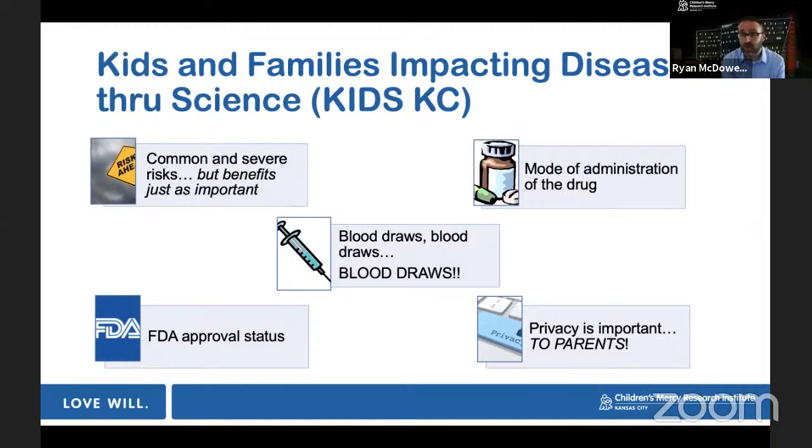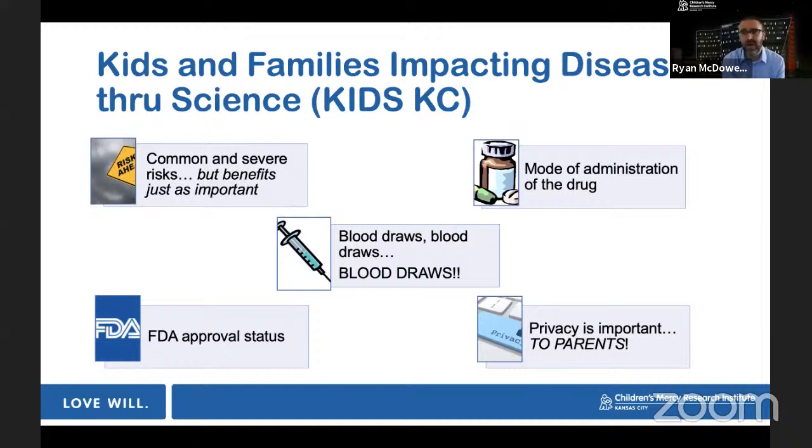And the feedback we got, I always have to say, when you talk to the teen advisory, they are brutally honest. They do not hold anything back. They were very clear about what was important and what they did not care about. It was an interesting experience. It's similar to the parents. They did say the common and severe risks, but the kids really wanted to point out that the benefits were just as important.